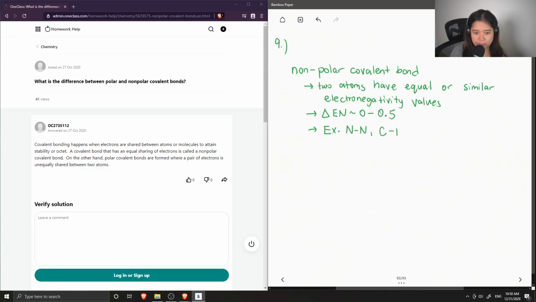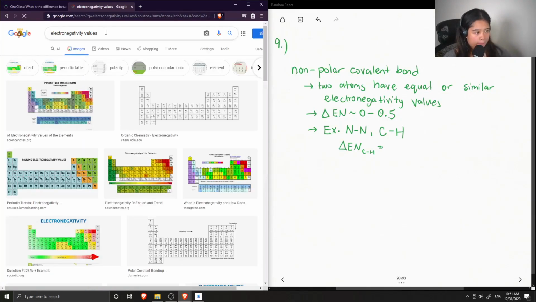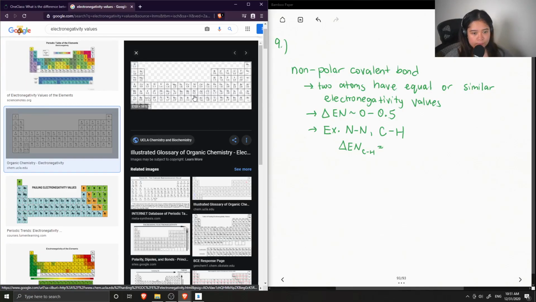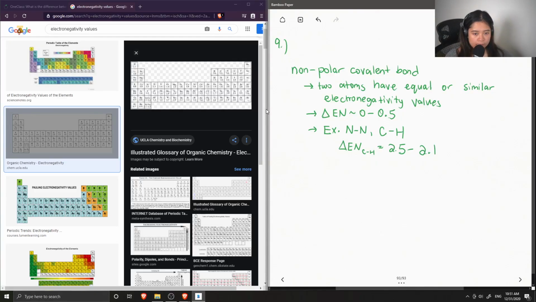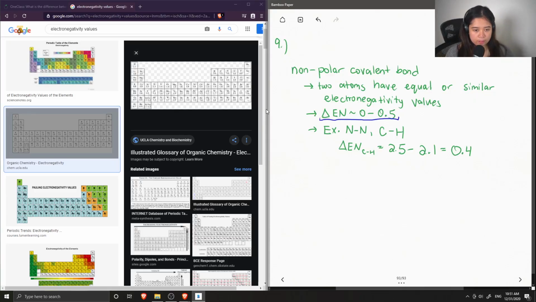Let's also look at the carbon-hydrogen bond and calculate its difference in electronegativity. I'm just going to Google electronegativity values. And you'll see that carbon has an electronegativity value of 2.5, and hydrogen has an electronegativity value of 2.1. So the difference between the two is only 0.4. So this lies in the range of 0 to 0.5. So that makes our carbon-hydrogen bond a nonpolar covalent bond.